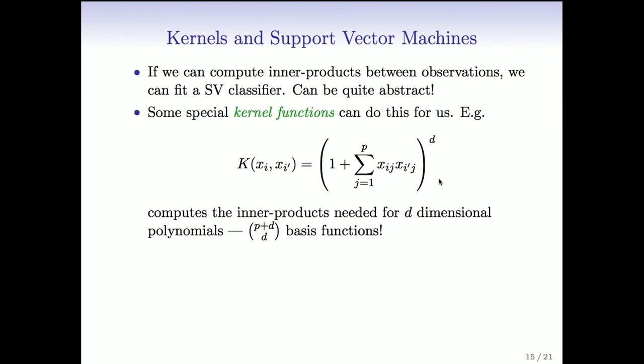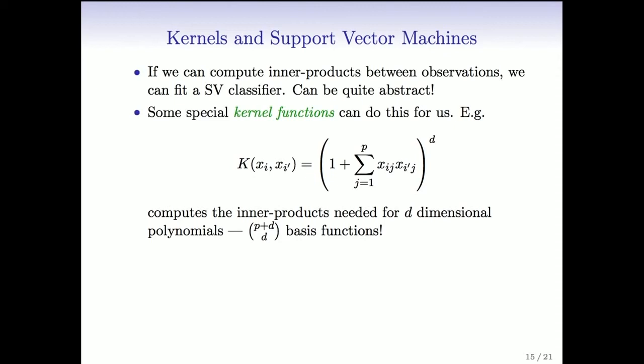A concrete example is with polynomials. So here's a bivariate kernel function. This part here is just the inner product between the original vectors, xi and xi prime. We add a 1 to it, and we raise it all to the power d. It turns out that this kernel computes the inner product in a feature expansion space that we get by expanding these vectors, in these p components, into a basis for d-dimensional polynomials.